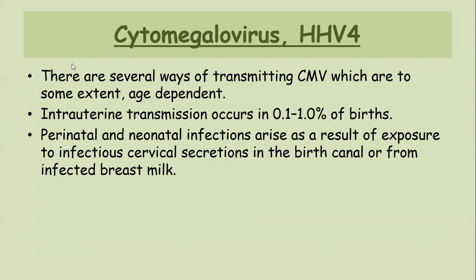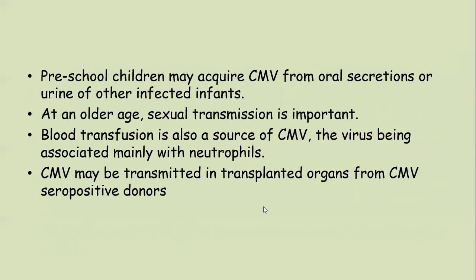In addition to the intrauterine infection, cytomegalovirus is also transmitted through cervical secretion and by breast milk. Preschool children may acquire cytomegalovirus from oral secretions or urine from other infected infants or children. At an older age, sexual transmission is also important. Blood transfusion is also a source of cytomegalovirus.